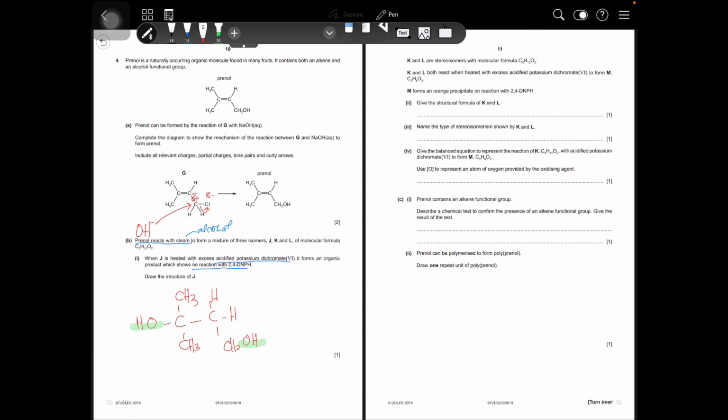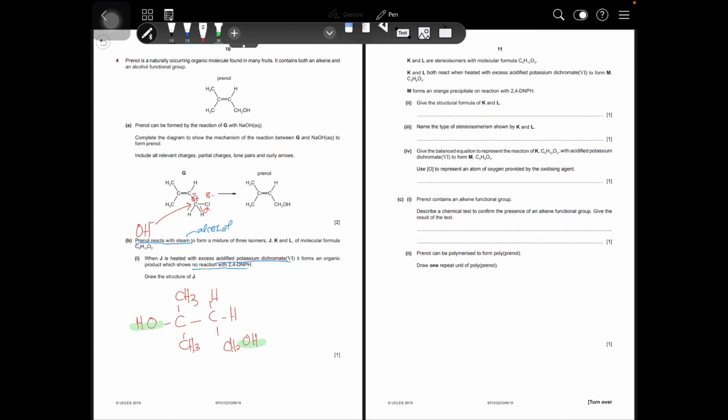K and L are stereoisomers with molecular formula C5H12O2. K and L both react when heated with excess acidified potassium dichromate to form M, which is C5H8O3. M forms an orange precipitate on reaction with 2,4-DNPH. Give the structural formula of K and L.